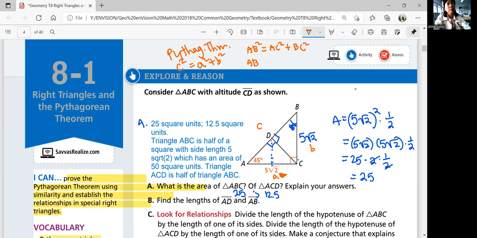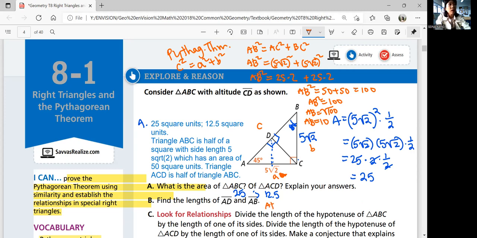So we're gonna figure out AB first. AB squared is 5√2 squared plus 5√2 squared again. And how do you solve this? Well, you square 5√2 first. You need to solve that one first, okay? So then you have 25 times 2 plus 25 times 2, which is equal to 50 plus 50, which is equal to 100. And that's AB squared, and that's not AB. So AB squared is 100, which means AB is the square root of 100. And so AB is 10, okay?